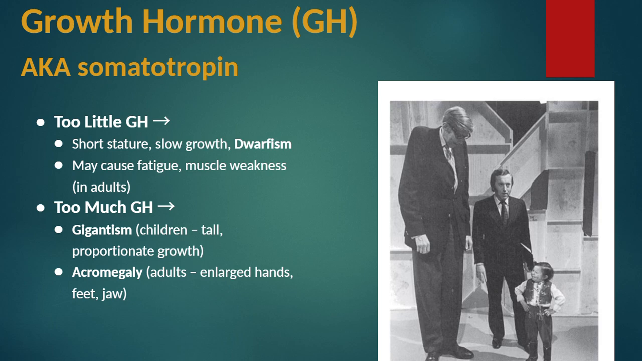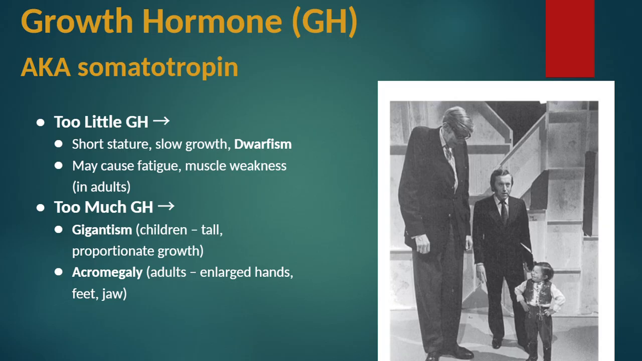On the other hand, when the body produces too much growth hormone, we see two distinct disorders depending on when it occurs. If the excess in growth hormone happens before the growth plates close, usually during childhood, the result is gigantism, where the child grows unusually tall but remains proportionate in body features. If the excess in growth hormone happens after the growth plates have closed, usually in adulthood, it causes acromegaly. In acromegaly, the bones can't grow longer, but they grow thicker, leading to enlarged hands, feet, jaw, and facial features. Other symptoms include joint pain, organ enlargement, especially the heart, and thickened skin.